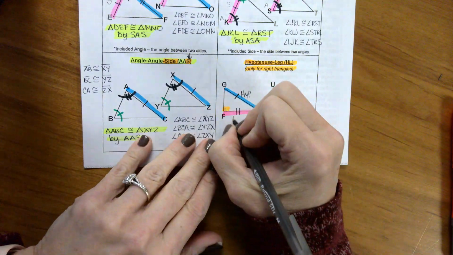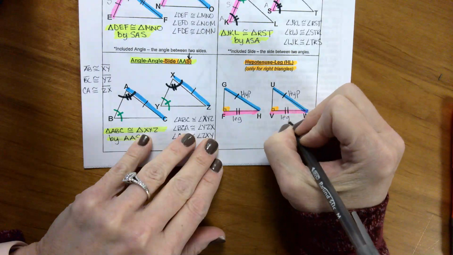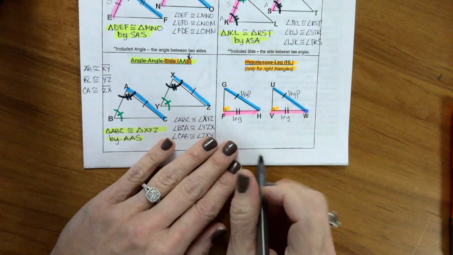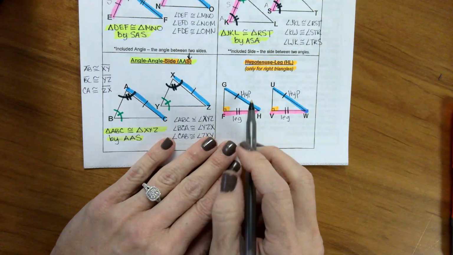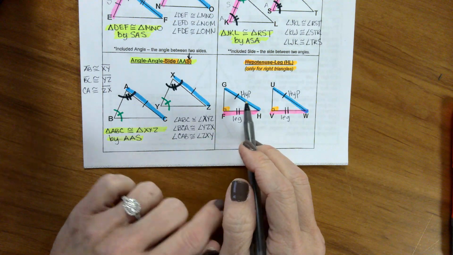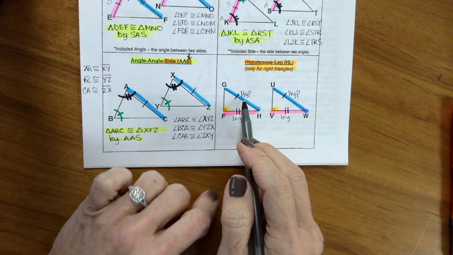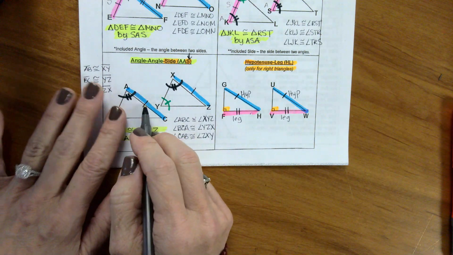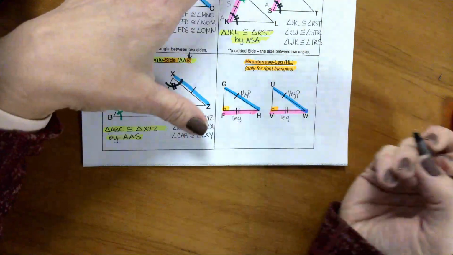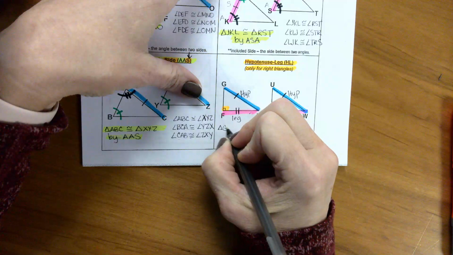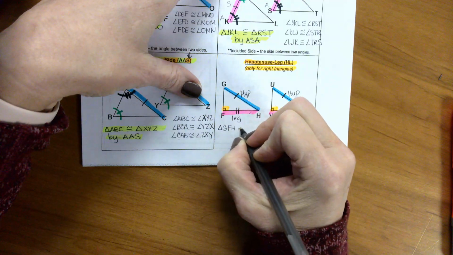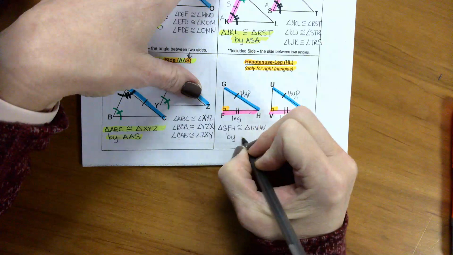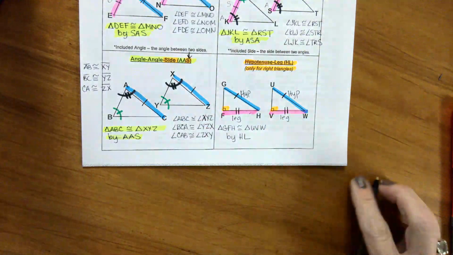Okay, so this would be a leg. So would this. And I'm going to say it one more time while you're catching up. There are some right triangles where the hypotenuse is not indicated to be congruent, and you can't use hypotenuse leg. You have to use what you absolutely know to be congruent. You have to use something else. So triangle GFH is congruent to triangle UVW by hypotenuse leg. That's our triangle congruence.